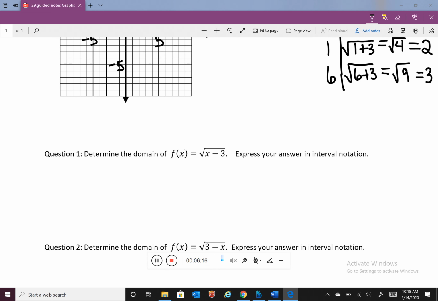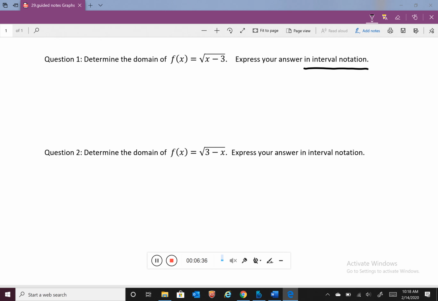So your 2 questions. First question, determine the domain of f of x equals the square root of x minus 3. And you are asked to express this in interval notation. And your second question, determine the domain of f of x equals the square root of 3 minus x and express your answer in interval notation. And make sure you take time here. 3 minus x is not the same as x minus 3.